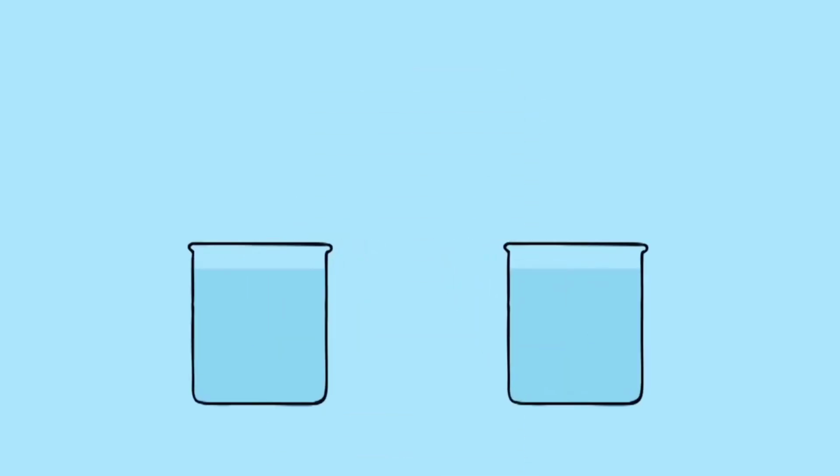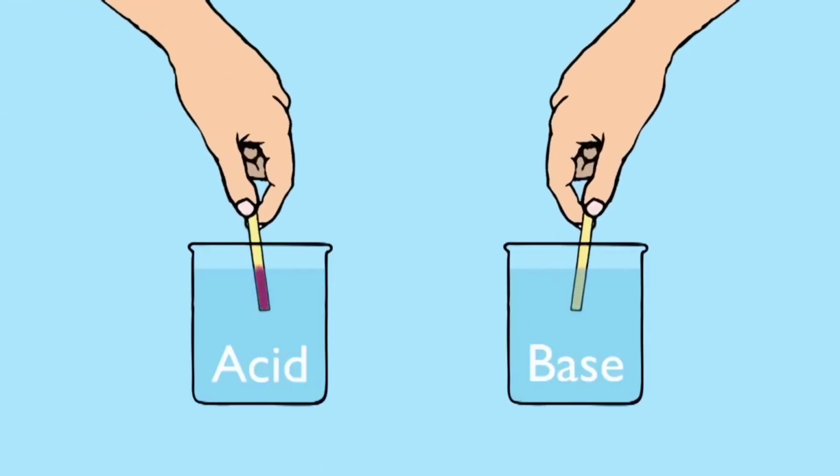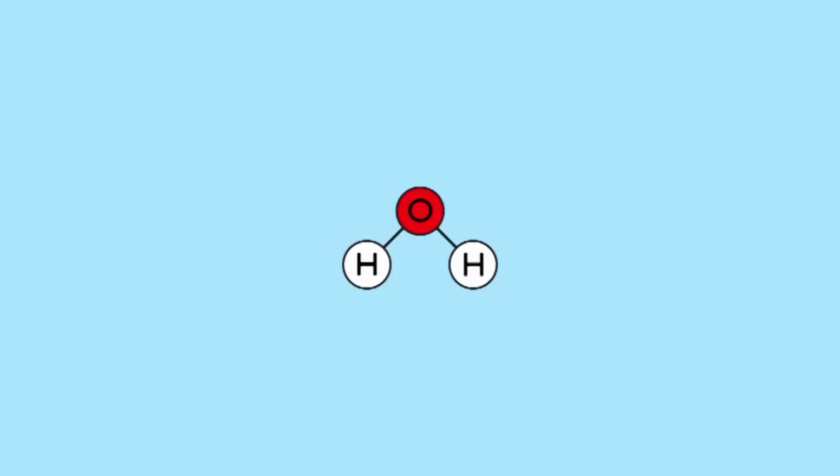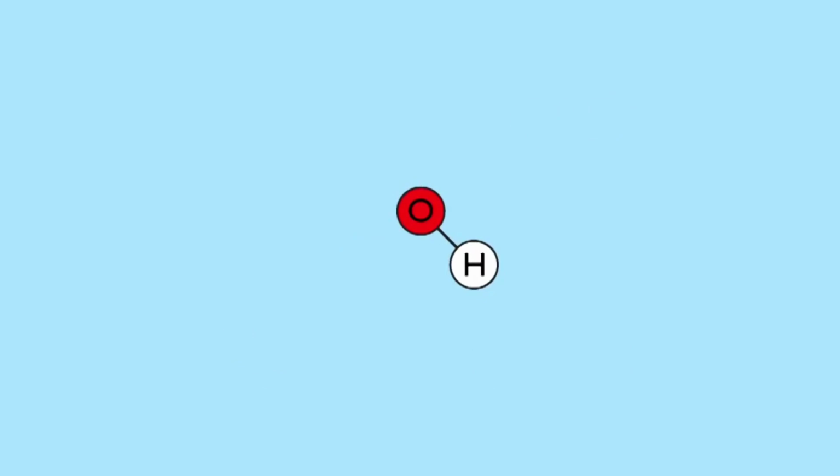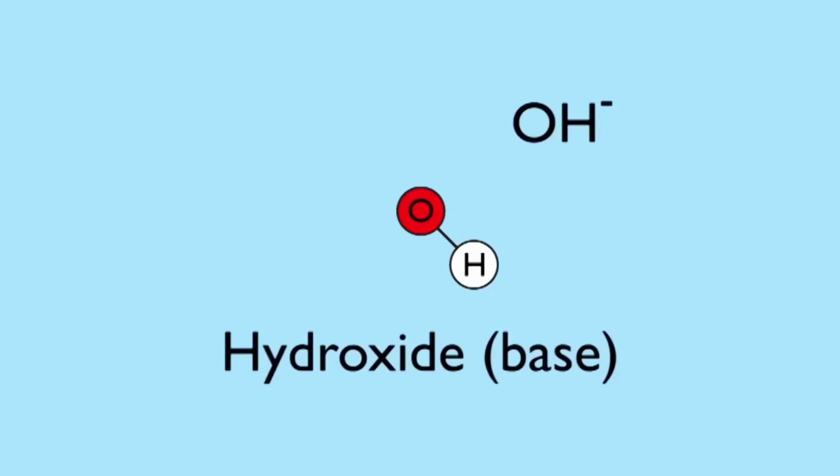One of the most unusual qualities of water is that it can act as either an acid or a base. A water molecule can either accept a proton and become a hydronium ion with a +1 charge, or donate a proton and become a hydroxide ion with a -1 charge.